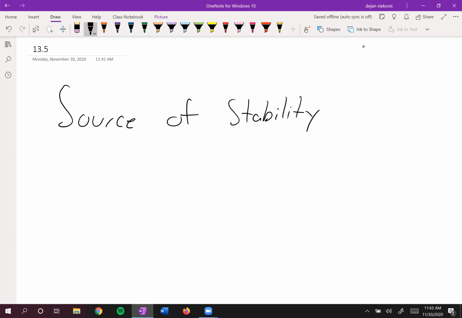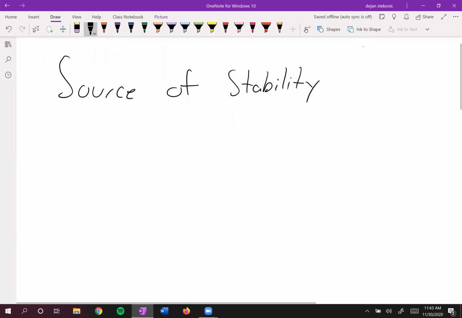All right, so what is this source of stability? Why are benzene and other aromatic compounds so stable? Unfortunately, the answer is a bit complicated, and it has to do with molecular orbital theory. We're just going to keep it simple and point out two major things.